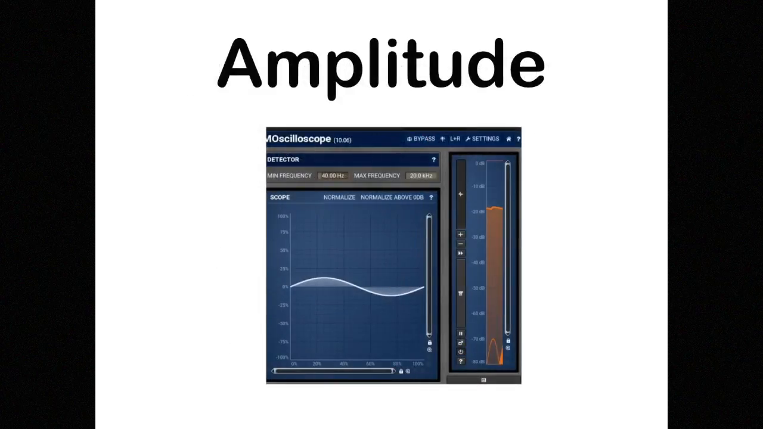The second element of sound is amplitude. Amplitude is the amount of energy in a sound wave at a given time. In other words, amplitude is volume. While we measure frequency over time across the x-axis, we measure amplitude by the height of the waveform on the y-axis. We measure amplitude with a logarithmic unit called decibels, abbreviated as dB. The softest sound a human being can hear is 0 decibels.